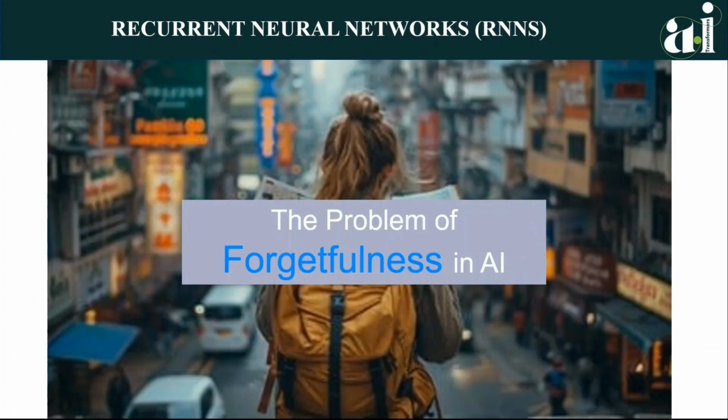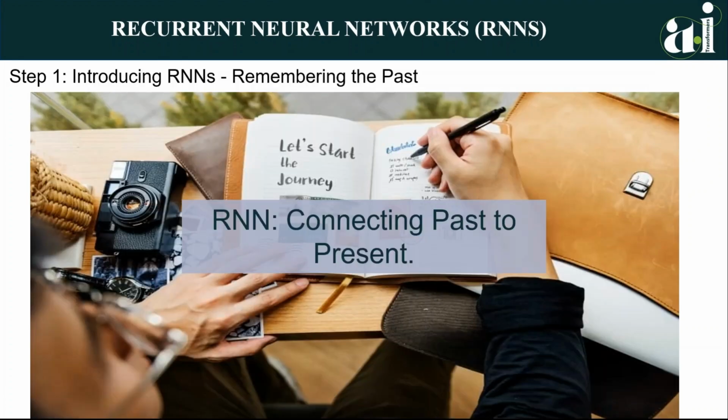Now, imagine a computer that forgets everything it just learned the moment something new happens. That was the world of artificial intelligence before recurrent neural networks, or RNN. Traditional programs were like tourists with amnesia. They could only focus on what was right in front of them, unable to connect past experiences with the present moment. RNN changed the game by giving AI a memory.